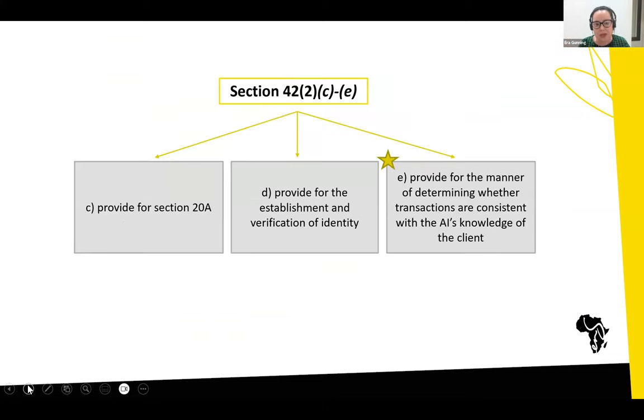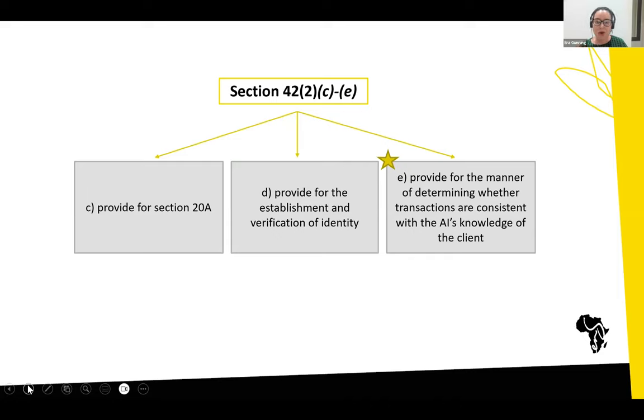You also have to deal with Section 20A, and this section simply says, do not deal with anonymous or fictitious clients. So if somebody comes to you and says, I want to deal with you on a no-names basis, or my name is Mickey Mouse, you cannot deal with them. Provide for the establishment and verification of an identity. Now, what is the difference between the two? Establishment is saying to Suad, Suad, who are you? And she says, I'm Suad Jacobs. Verification entails me checking that Suad is Suad. And the higher risk she is, the more I must do to make sure Suad is Suad.